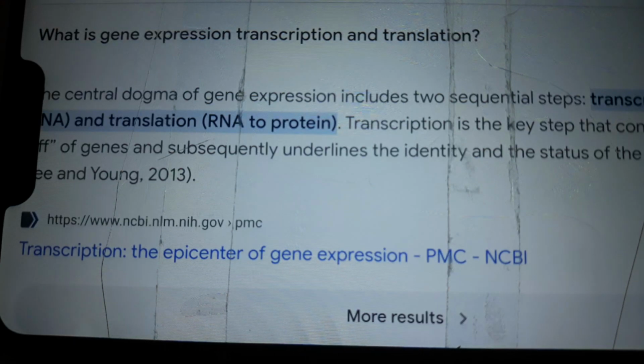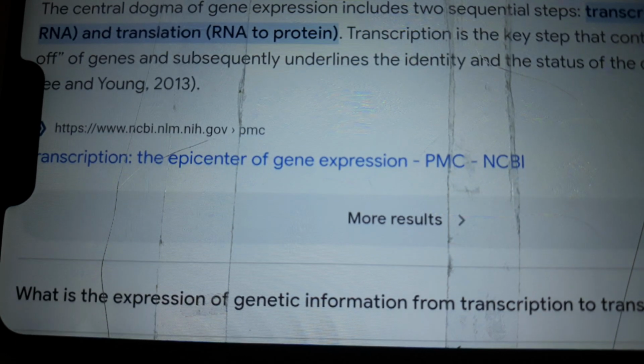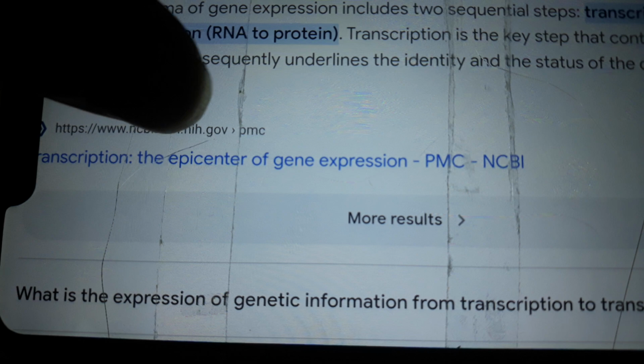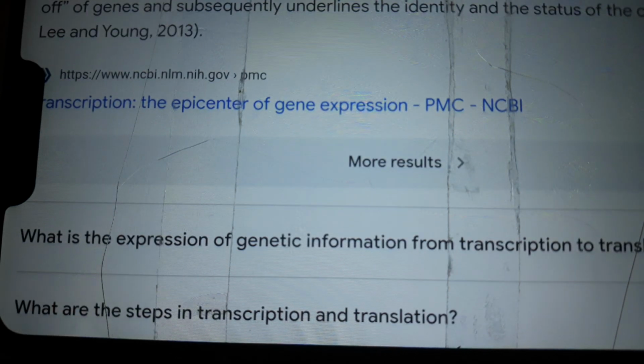Now, what is gene expression? Transcription and translation. The central dogma of gene expression includes two sequential steps: transcription, DNA to RNA, and translation, RNA to protein. Transcription is the key step that controls the on and off of genes and subsequently underlines the identity and status of the cell. Right?